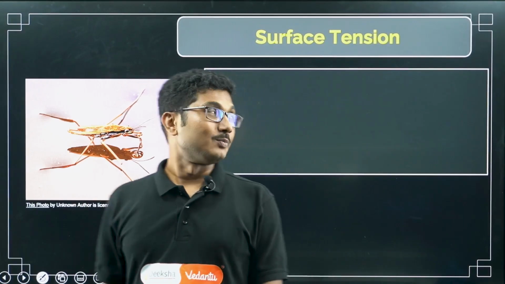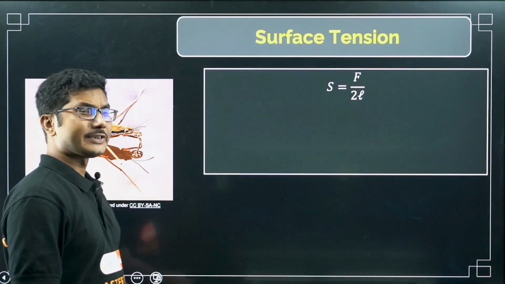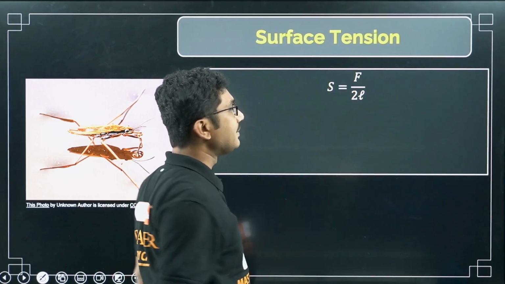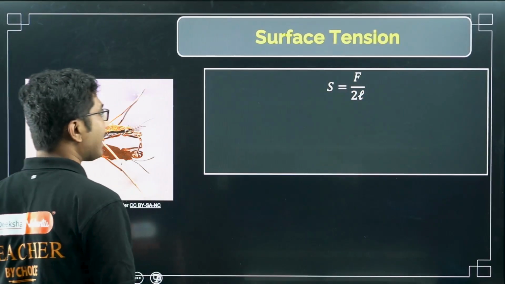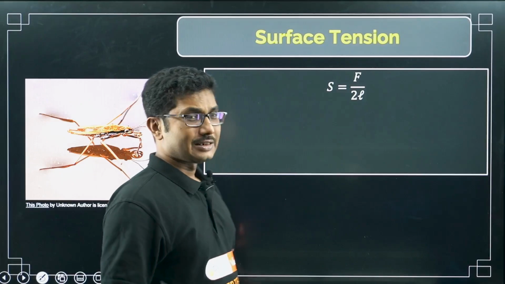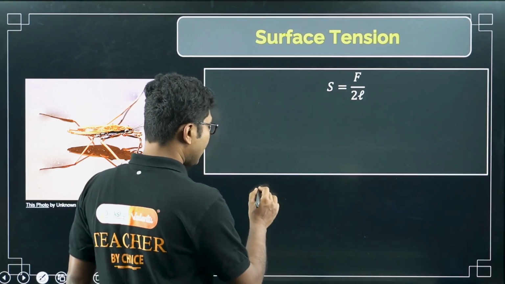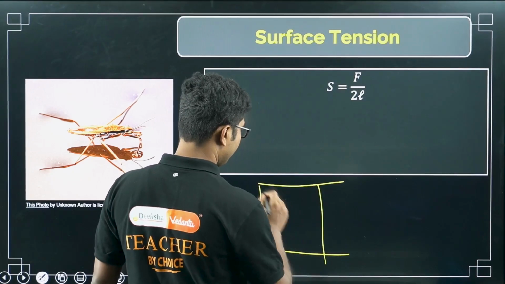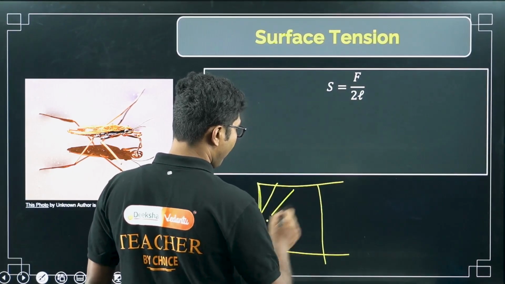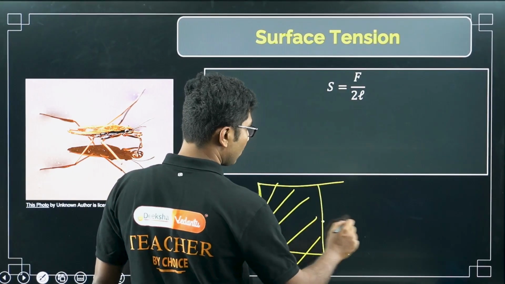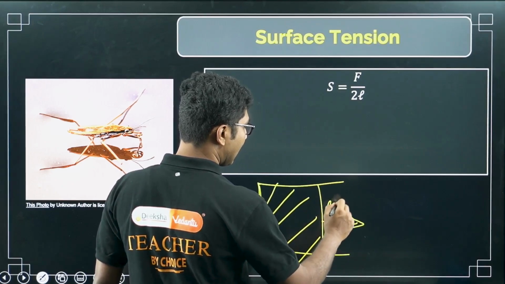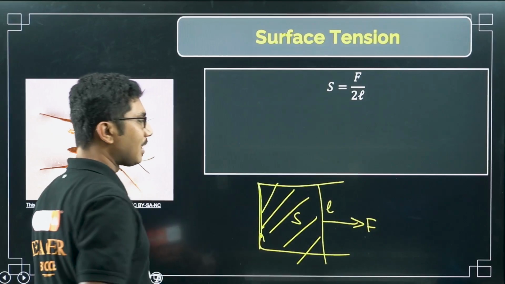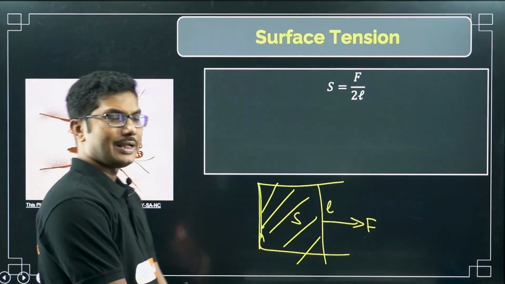Now the formula for surface tension is given by the applied force divided by 2L, where L is the length. This is one of the formulas where you try to drag a soap film. If you try to drag it like this, if this is L and the force you applied is F, then surface tension is given by S equals F by 2L.